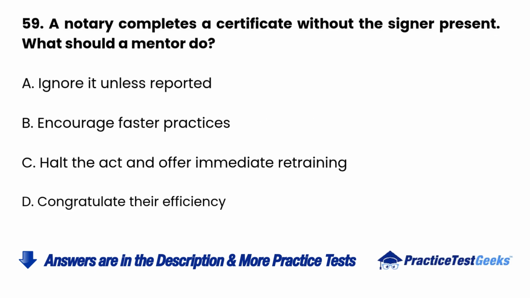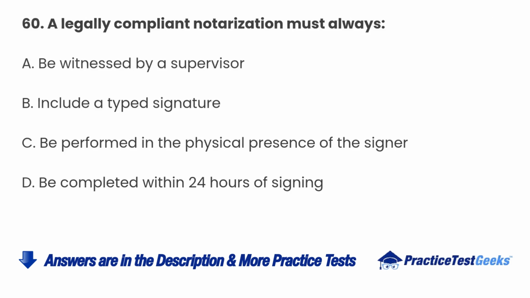59. A notary completes a certificate without the signer present. What should a mentor do? A. Ignore it unless reported. B. Encourage faster practices. C. Halt the act and offer immediate retraining. D. Congratulate their efficiency.